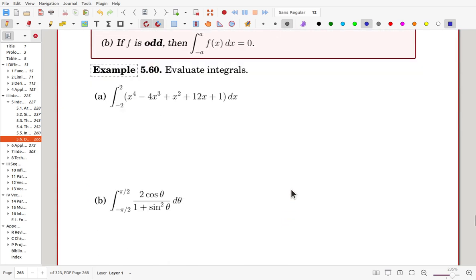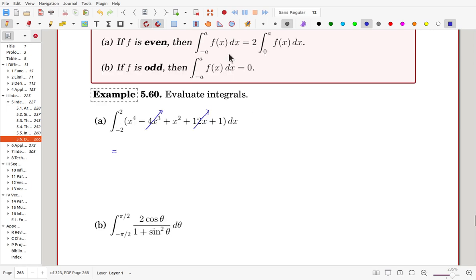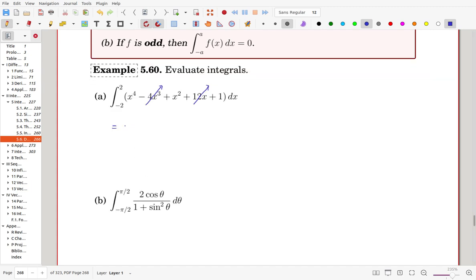Okay. Now let's evaluate this integral. This is a symmetric interval, and this is an even term. This is an odd term, so its contribution will be 0. And this is also an odd term, so it will be 0. So the given integral can be written, now everything is an even term, using that formula, as twice the integral from 0 to 2 of x to the 4 plus x squared plus 1.